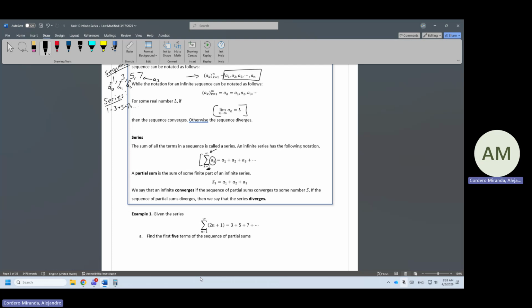And then the last thing you gotta know is, again, we say that an infinite series converges if the sequence of partial sums converges to some number s, as in if this adds up to some finite result. Then it converges. And if it does not, like if the sum does not exist, as you'll see later, or if it goes to infinity.